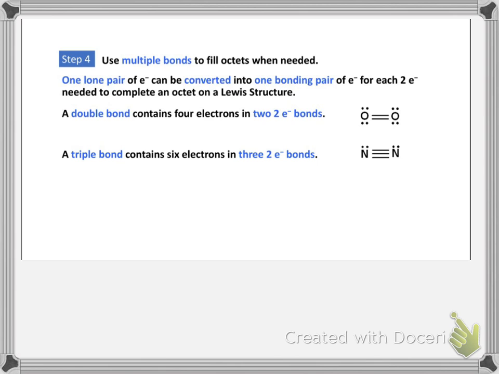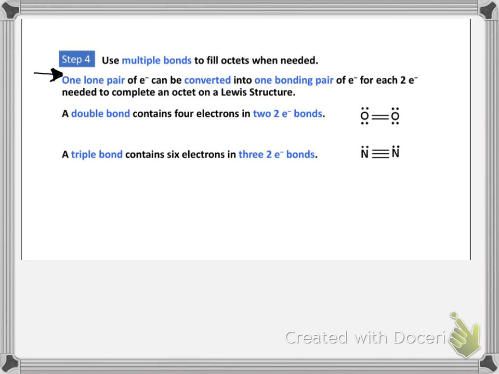So what we'll do, and here's the plan, and then I'll give you an example. I'll give you 2 examples. It says 1 lone pair of electrons can be converted into 1 bonding pair. So what we're going to do is just move one of our lone pairs from a periphery atom onto the center.